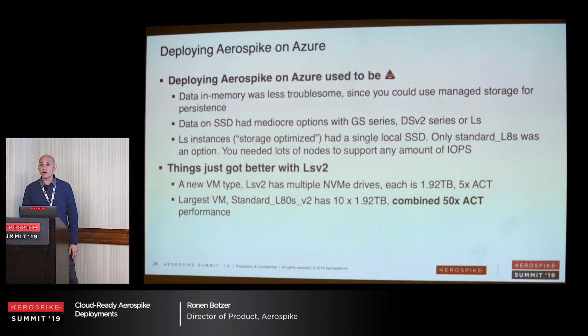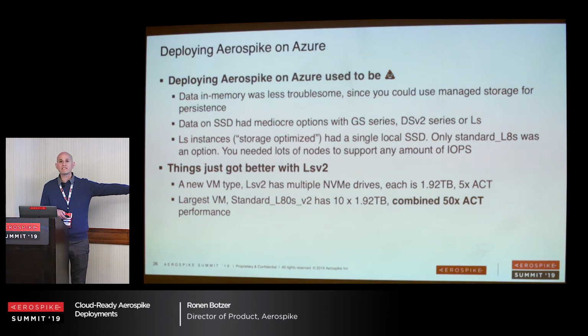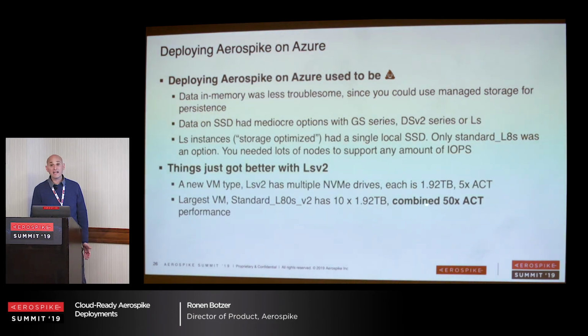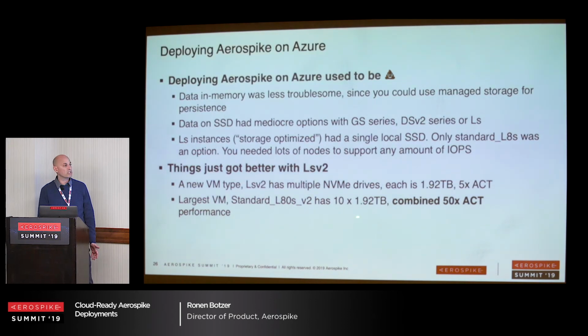If you are on Azure, the new instances, the LSv2, each one of them only has half the rating of the LS, but you can get up to 10 of them. So first thing, it has a combined 50x. I would compare these to the i3s. The i3s have 4x, and they go up to 8 drives, so it's 32x combined, and they're each about 1.7 terabytes. These guys are the same type of drive size, and you can get 10 of them. So you can get more capacity and also get a much higher combined ACT rating.